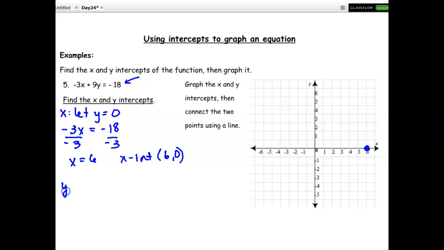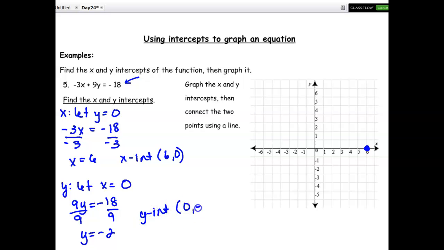All right, our y-intercept, we let our x be 0, and when we do that, we're left with 9y is equal to negative 18. So when we divide by 9, our y is equal to negative 2. So our y-intercept, we get (0, negative 2). So we're going to count on the grid, and our negative 2 is right here. Okay, we've got our 2 points.